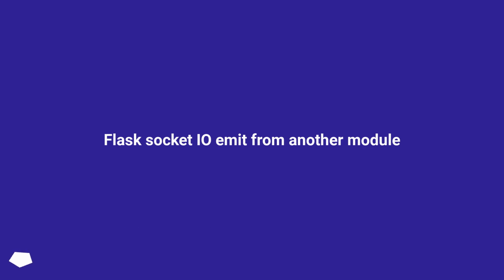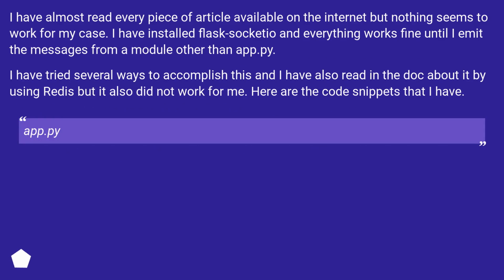Flask-SocketIO emit from another module. I have read almost every article available on the internet, but nothing seems to work for my case. I have installed Flask-SocketIO and everything works fine until I emit the messages from a module other than app.py.